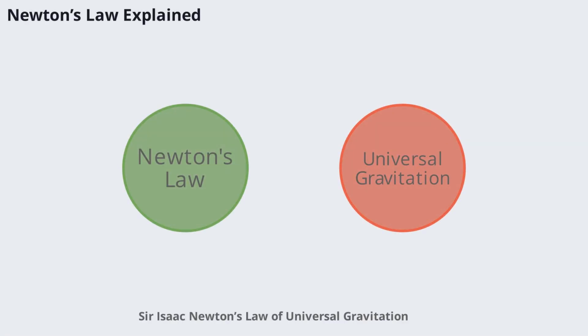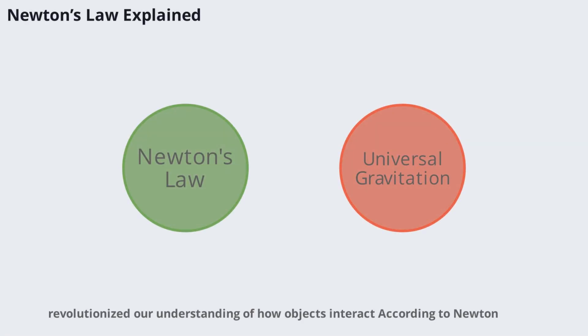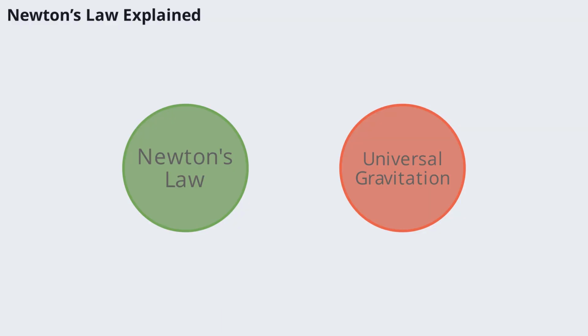Isaac Newton's law of universal gravitation revolutionized our understanding of how objects interact. According to Newton, every mass attracts every other mass with a force that is directly proportional to the product of their masses and inversely proportional to the square of the distance between them. This means that the bigger the objects and the closer they are, the stronger the gravitational pull.